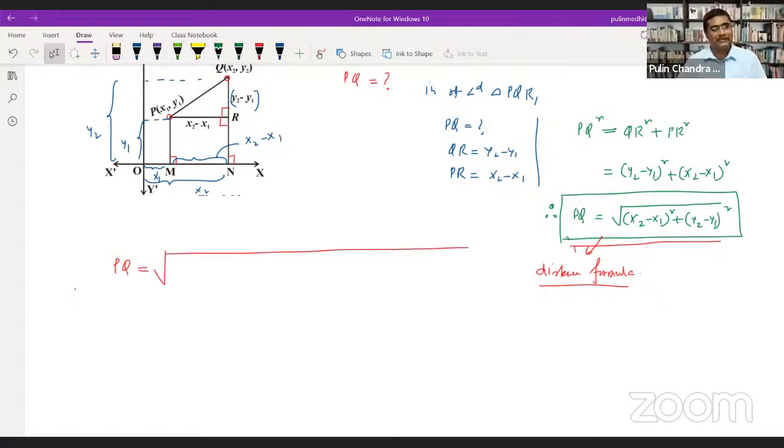We can write it like this: it is the difference between abscissas, abscissa meaning the x coordinate, whole square here. Then here, the difference of ordinates, whole square. This is what you need to remember. If you remember this simply, you can do any problem in any amount of time, right?